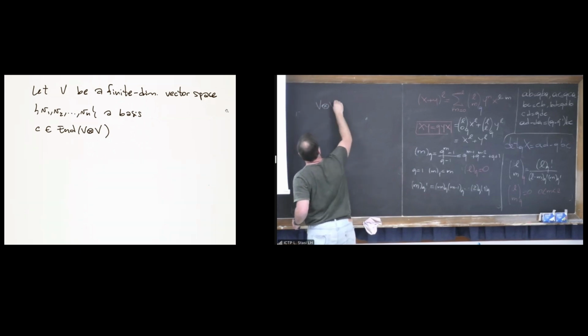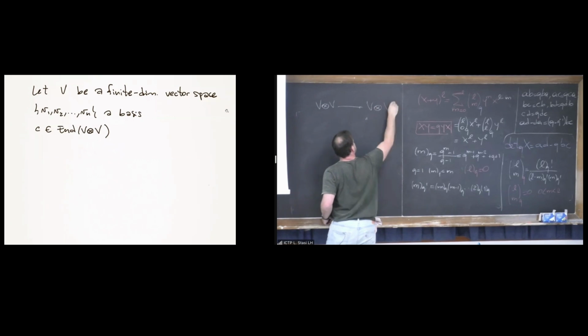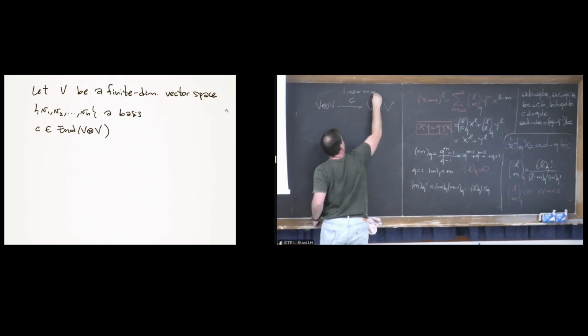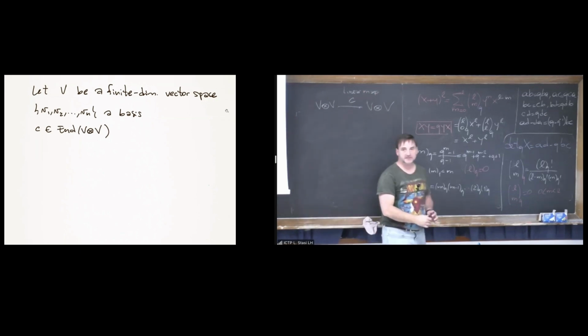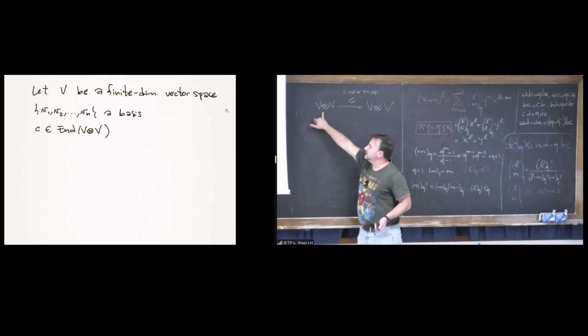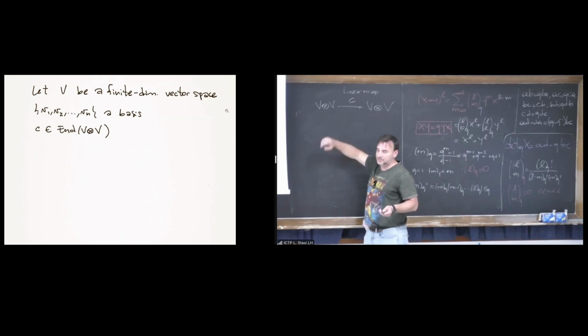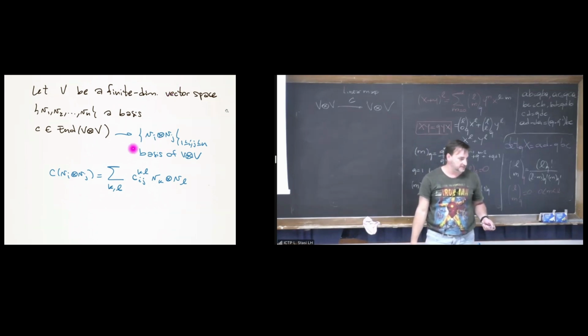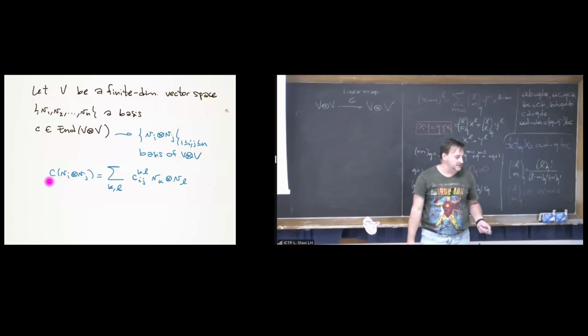So we go from V tensor V to V tensor V. It's a linear map. Any linear map can be described using a basis. A basis of V tensor V is the basis of V tensor the basis of V in all the possible orders. So the basis is given by Vi tensor Vj. This is the basis of V tensor V. And the linear map on an element of the basis is a linear combination of the elements of the basis.